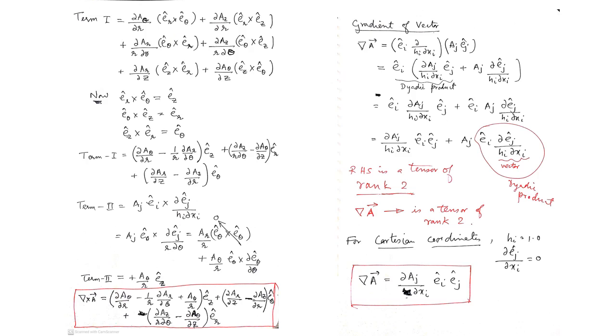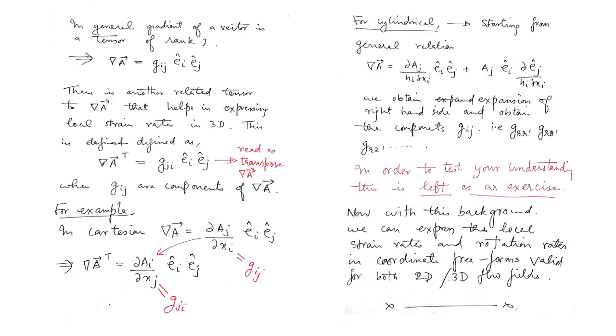Now for Cartesian coordinates, again we know this, all the scaling factors are unity, and partial derivatives of unit vectors are 0. So you are left with only the first term, del aj del xi, with hi becoming 1, and ei cap ej cap. So this is the gradient of a vector.